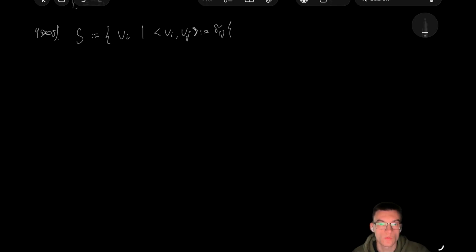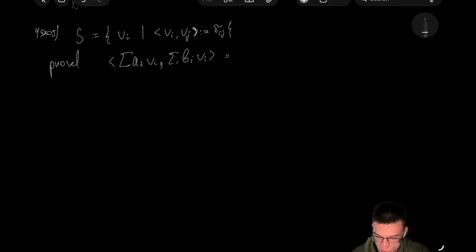Okay, so what else are we given? Oh, so we need to prove a couple of things. The first thing that we have to prove is that the inner product of the sum of Ai Vi and the sum of Bi Vi equals essentially the sum of Ai times the conjugate of Bi. So I mean that's pretty much simple.